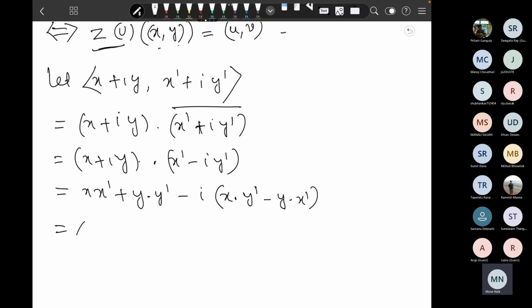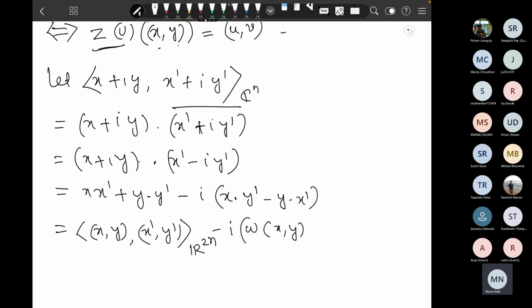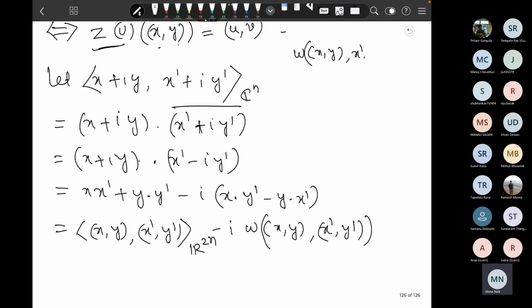Okay, so this was the inner product on Cn. I will take this as the inner product of xy and x prime y prime on R2n, and minus i times the second thing, which I will write as w of xy and x prime y prime. Now recall if you take this w of xy and x prime y prime, this is nothing but x dot y prime minus y dot x prime.